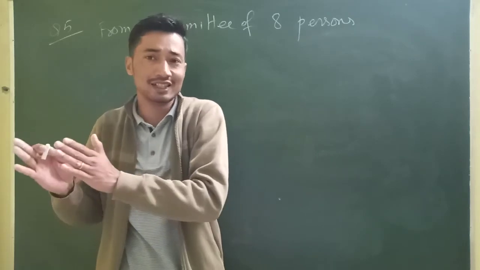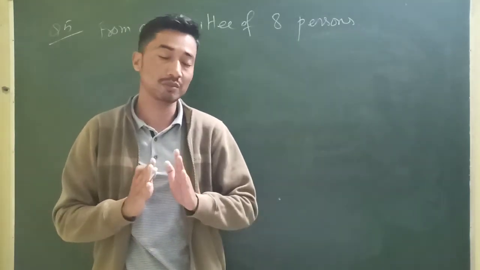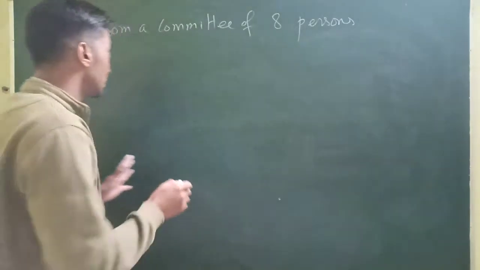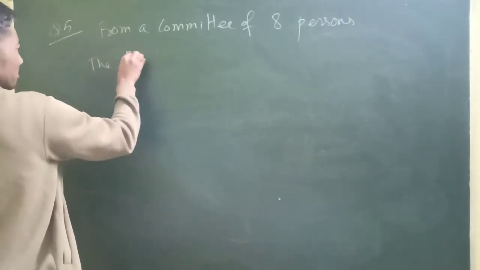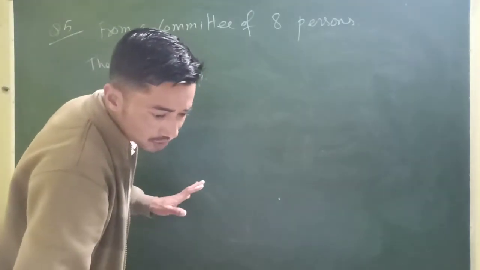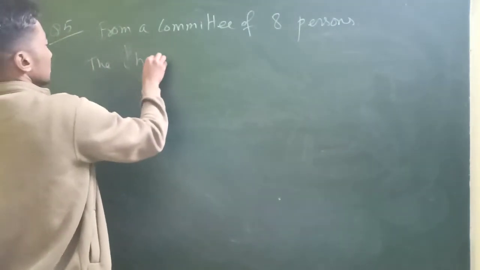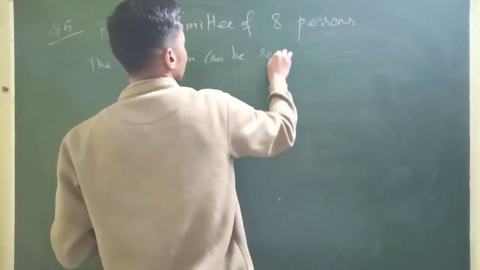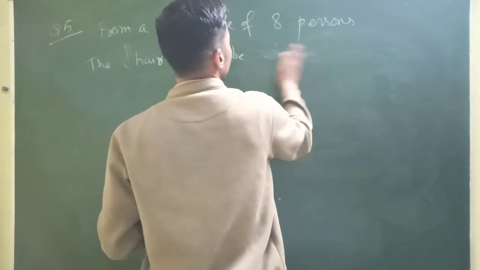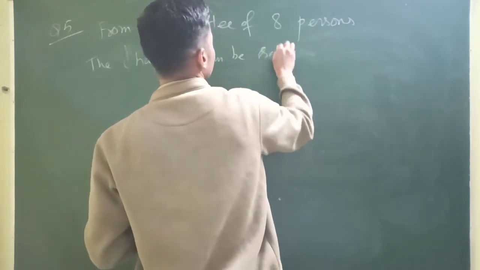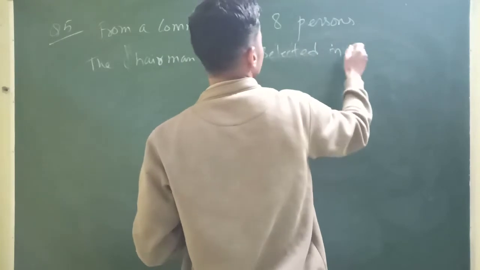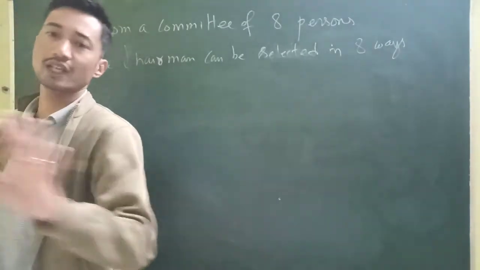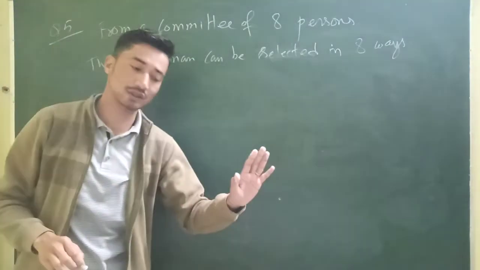So that's like no repetition is allowed, isn't it? If I'm the president, I cannot be vice president also. So we have 8 people fighting for that post. That's quite simple. The chairman can be selected in 8 ways, because when you go for the chairman, we have 8 options. So the chairman can be selected in 8 ways, no restrictions there.